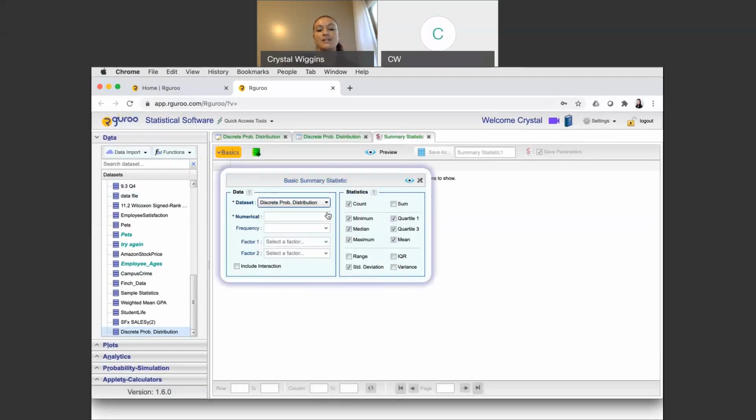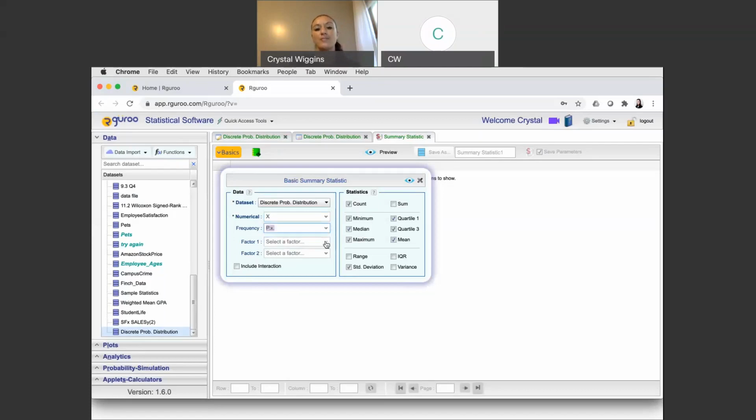And then I'm going to need to select the numerical. When you guys are doing a summary statistics of just one variable, that's all you needed to select was what variable do you want the mean, the median, the mode to be calculated for. But when you're working in a distribution such as this one, you also need to recognize what is the frequency.